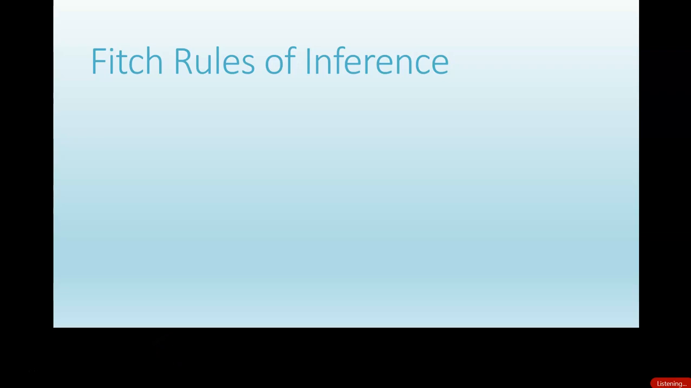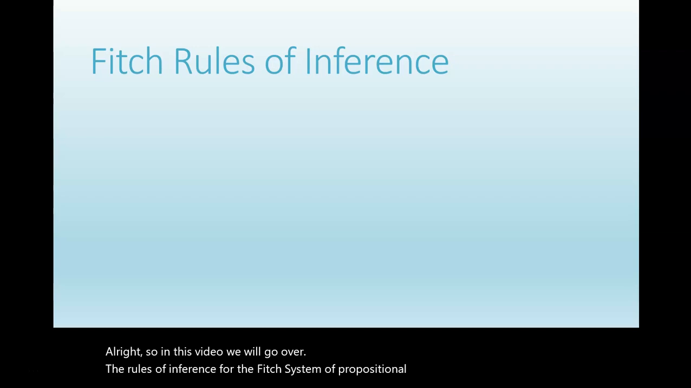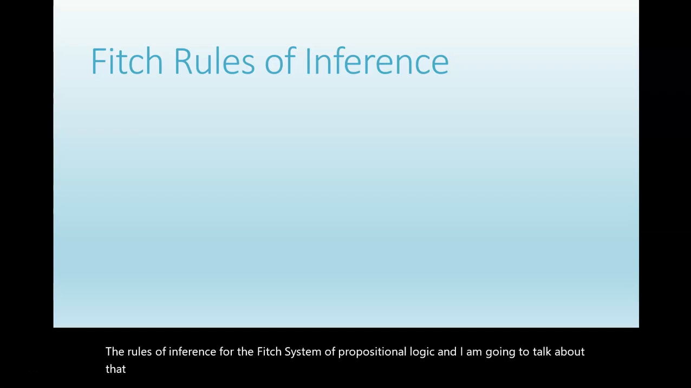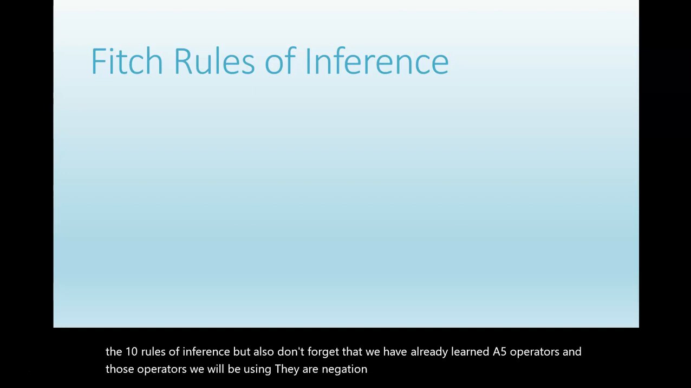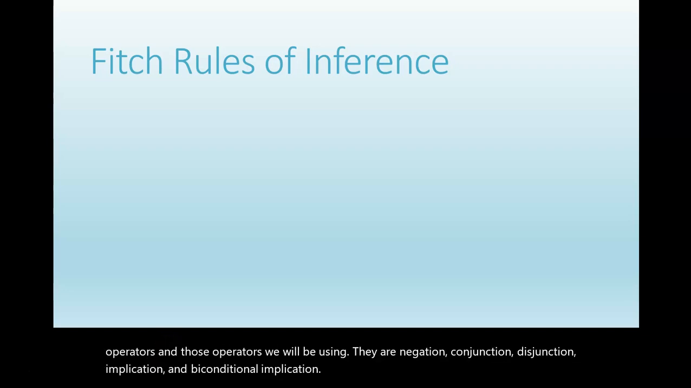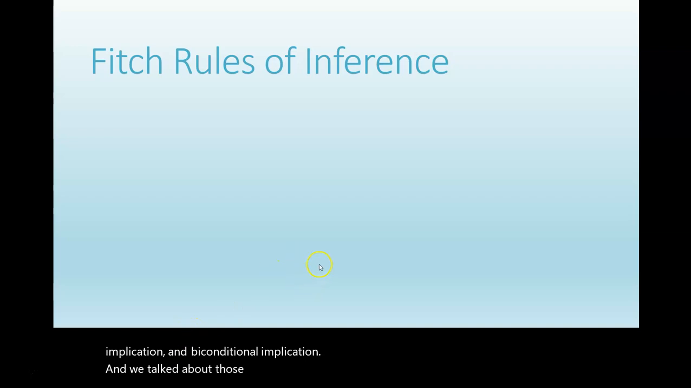Alright, so in this video we will go over the rules of inference for the Fitch system of propositional logic, and I am going to talk about the 10 rules of inference, but also don't forget that we have already learned 5 operators, and those operators we will be using. They are negation, conjunction, disjunction, implication, and biconditional implication. Okay, we've talked about those in previous chapters. So let's get into it.